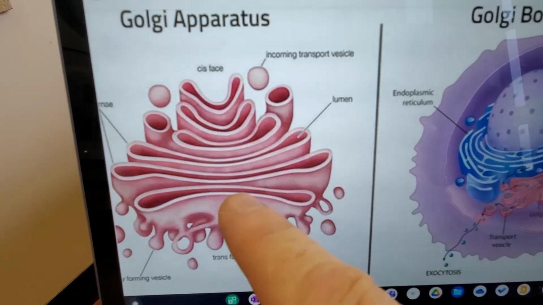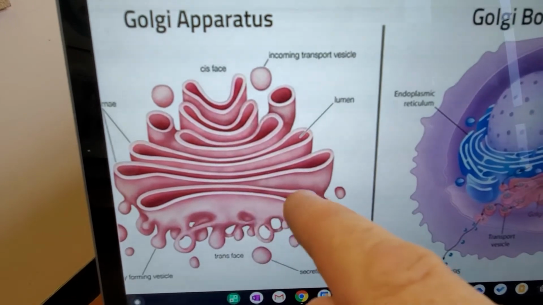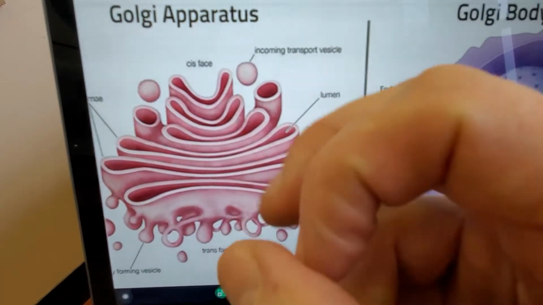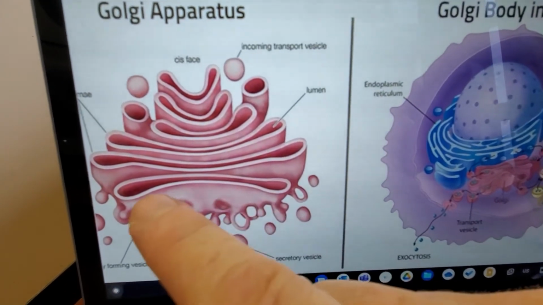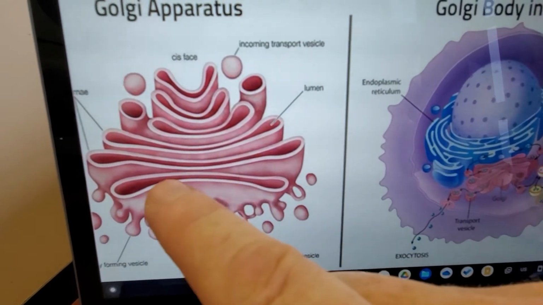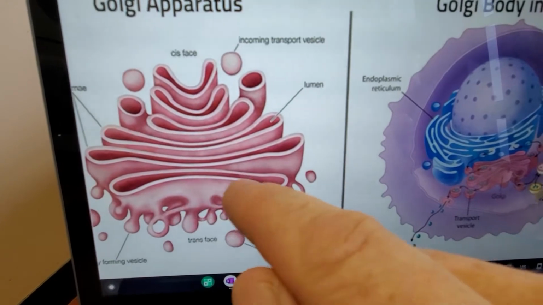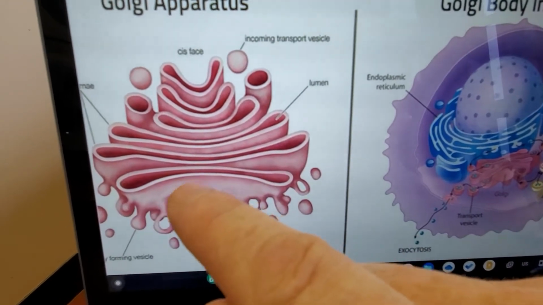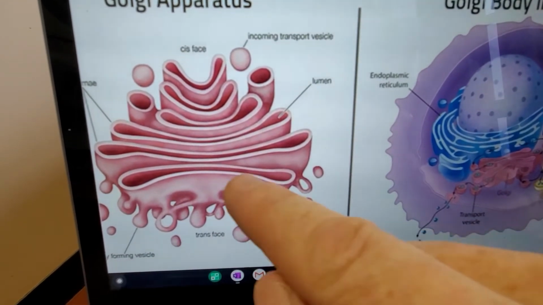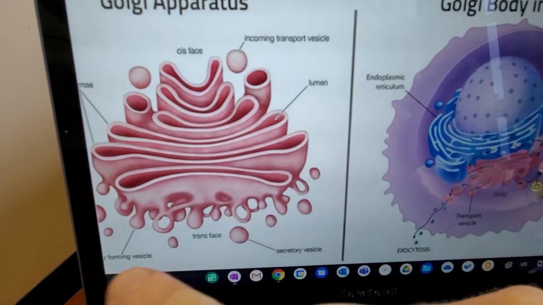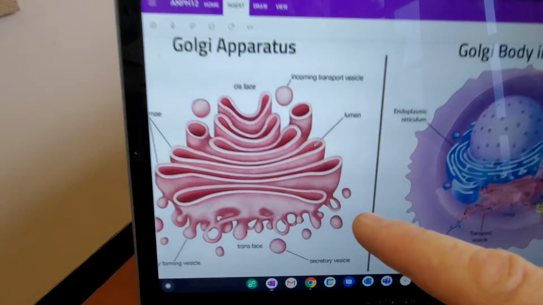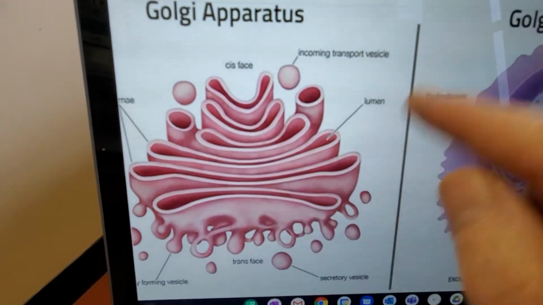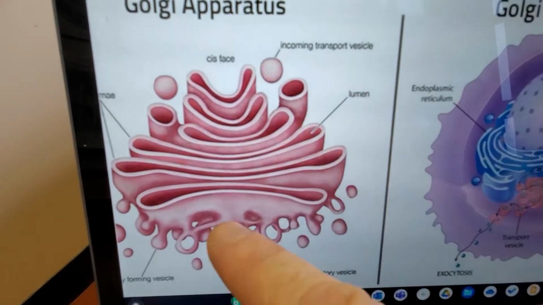What happens at the trans face is the trans cisterna breaks apart into little vesicles, and now they are fully formed proteins and enzymes. Some of those vesicles contain fully formed proteins and enzymes that are going to go off to the cell membrane and leave the cell and do stuff outside of the cell, or they're going to stay inside the cell, and we'll talk about that in a second.